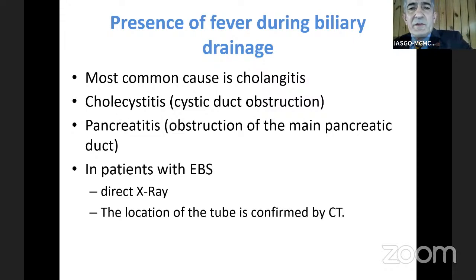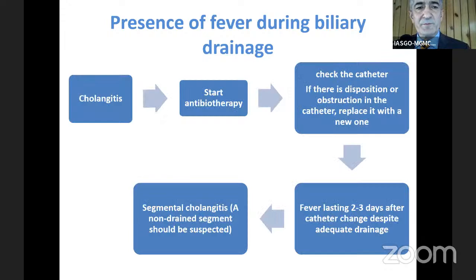The most common cause of fever is cholangitis, and also cholecystitis and pancreatitis. In patients with an endoscopic biliary stent, direct X-ray or CT is useful to confirm the location of the tube. Presence of fever during the biliary drainage means that the patient has cholangitis. We start antibiotic therapy and check the catheter for dislocation or obstruction, and replace it with a new one.